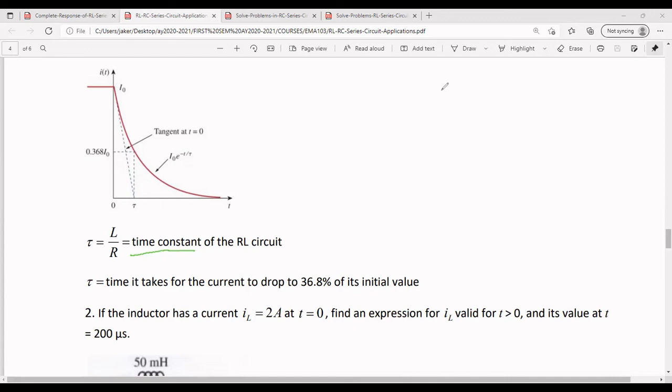All clear? Sige. Yes, miss. Sige. So if it's clear, I'll go down.